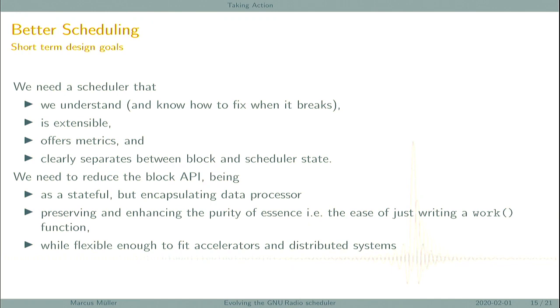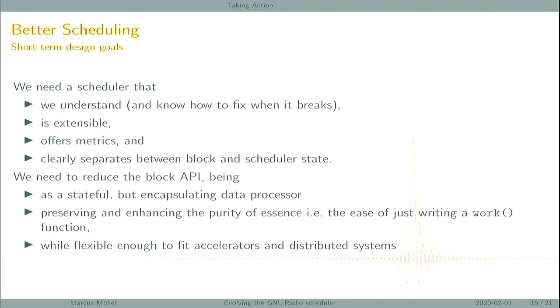But it has a lot of these states. Is that block done? Is it blocked on input? Is it blocked on output? Is it currently processing something? What are we going to do when we say, okay, this flow graph is done now? How do we flush out the remaining data in the data flow graph?